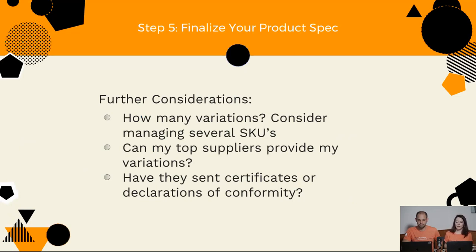For example, how many variations am I going to do? We've already mentioned different sizes of sleeping bags, managing several SKUs. I think this is fine. We do this with Jungle Snugs, right, Greg? It adds slightly more admin, I guess, for having more than one, a little more of an inventory headache, but I think it's worth it. Yeah, totally. Can my top suppliers provide my variations?